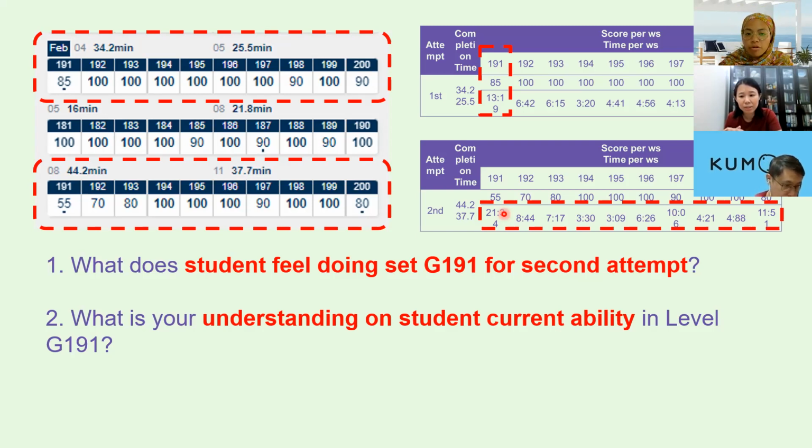But at this moment for G191, when Nikash does it for the second time, as we can see, the timing is increasing. So what does it tell you when the timing is increasing? What can you guess about the student's ability? Can we see the date of doing this or not? Cannot, right? This one, wait, you can see the date. Oh, 8. 8 and 11. This one is 4 and 5.